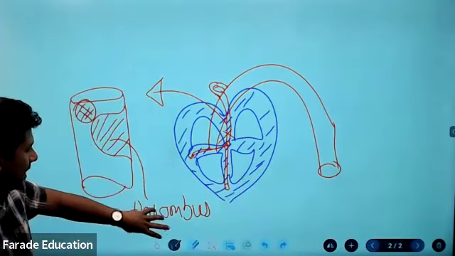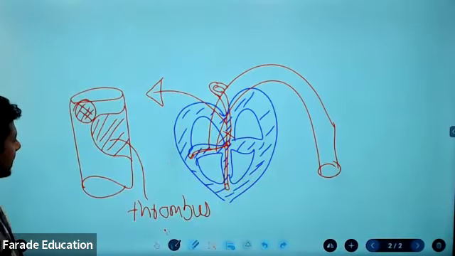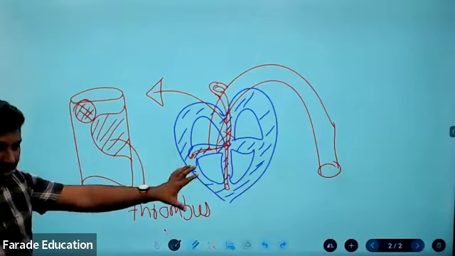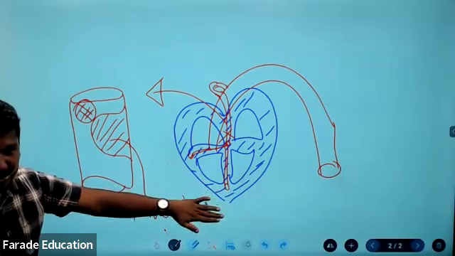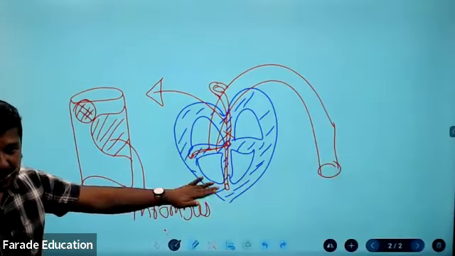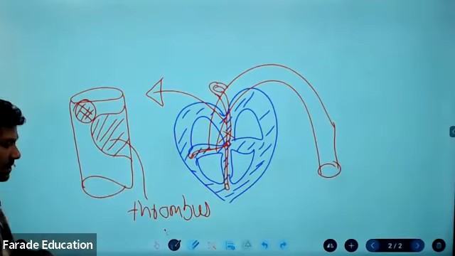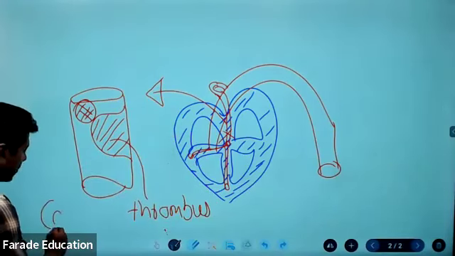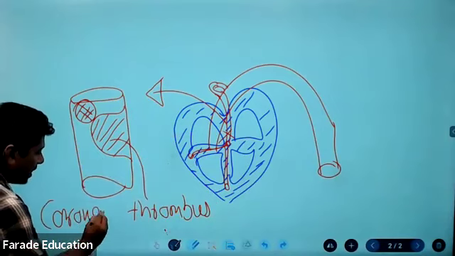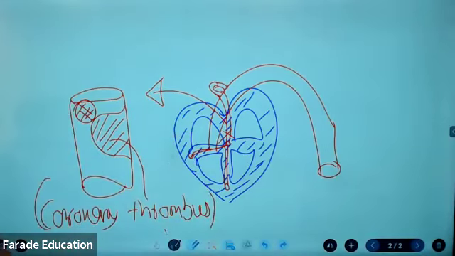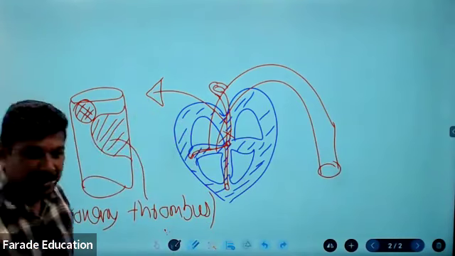So this artery is called the coronary arteries, right? Coronary means it supplies the heart. You have the coronary arteries and coronary veins. So if you get a thrombus in that sort of artery, that is called a coronary thrombus. So this is the reason for myocardial infarction, right?